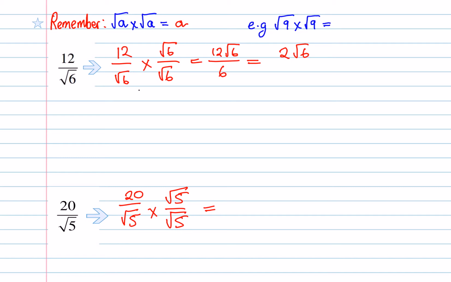Now this then gives us 20 root 5 over, now root 5 times root 5 gives us 5. Again we can go one step further here and cancel these numbers down. 20 divided by the 5 then gives us 4. So that gives us 4 root 5 as our final answer. And this is rationalising the denominator of this fraction.